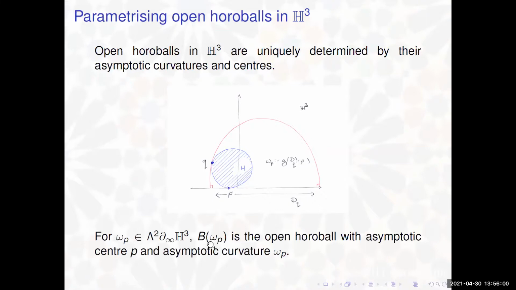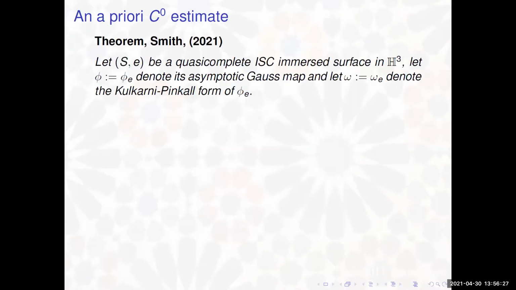So what this means is that I can parameterize the space of open horribles in H3 by the space of two forms over the ideal boundary of H3. So for any two form in the ideal boundary of H3, I define B omega P to be the open horrible of asymptotic center P and asymptotic curvature omega P. And this gives us the C0 estimate.